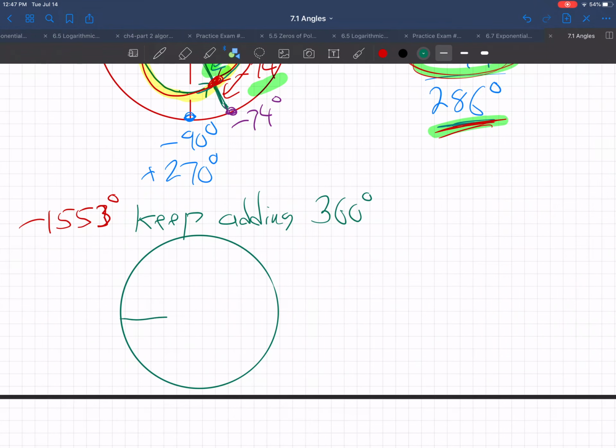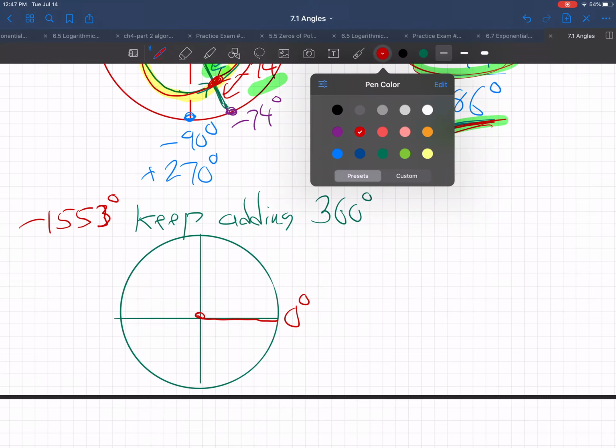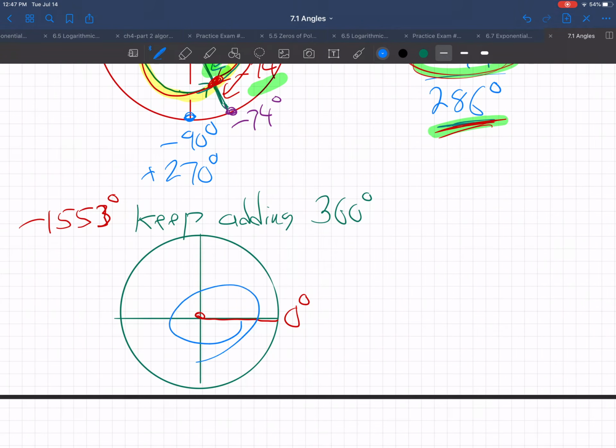Try to make sense of that statement I just made, because that'll really help you. Say you're at any angle. I don't even know where negative... Here's 0 degrees. Here's where we start. I don't know where negative 1553 is. I have no idea. It's some whole bunch of rotations.